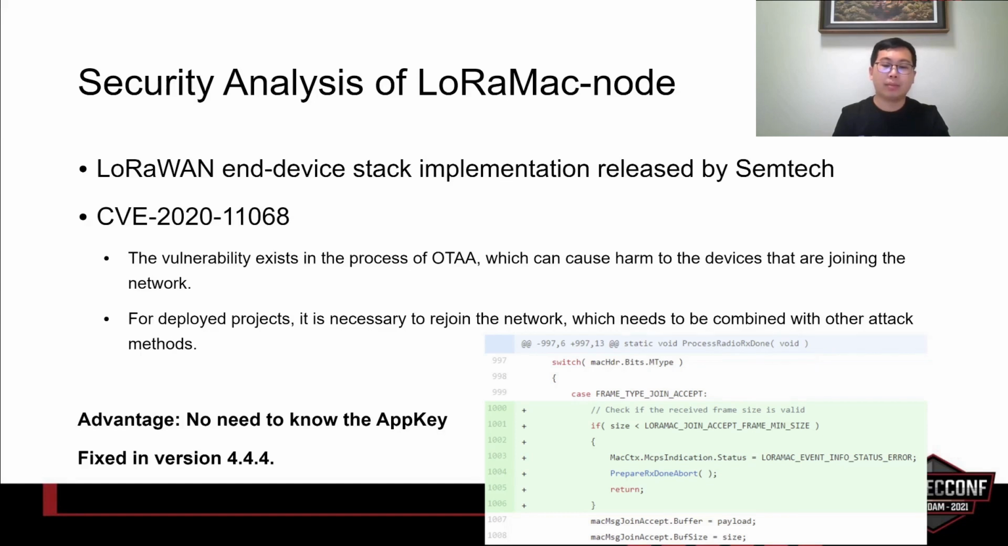The vulnerability is caused by LoRaMac-node failing to verify whether the packet length is valid when processing the join accept response packet. The vulnerability exists in the process of OTAA, which can cause harm to the devices that are joining the network. For deployed projects, it is necessary to force the device to rejoin the network, which needs to be combined with other attack methods. The obvious advantage of this vulnerability is that we can launch attacks without knowing the AppKey and achieve a widespread denial of service by sending malicious radio packets.